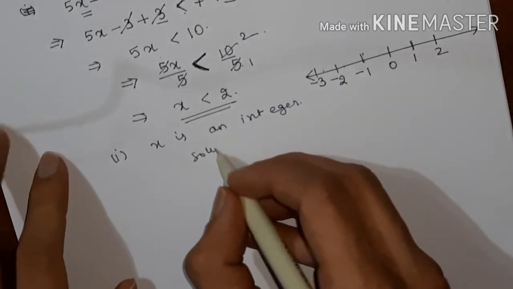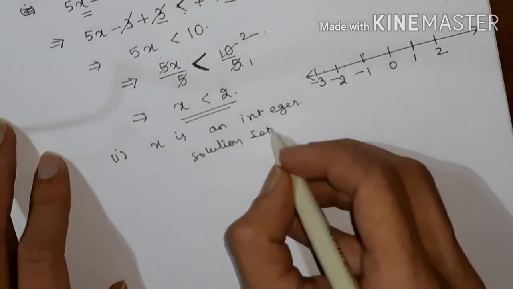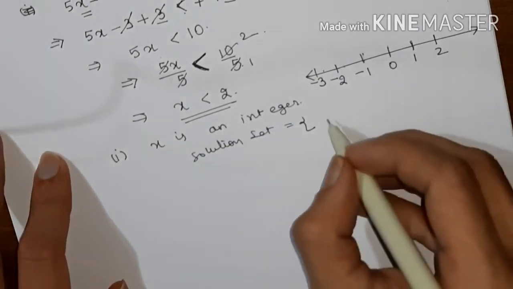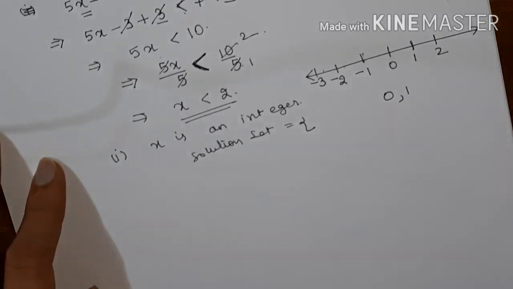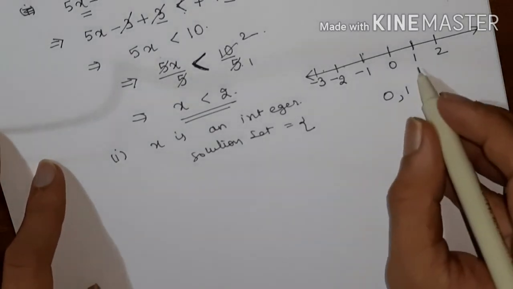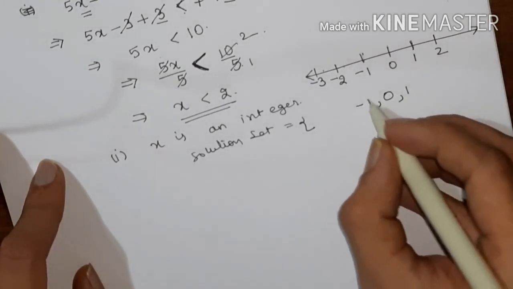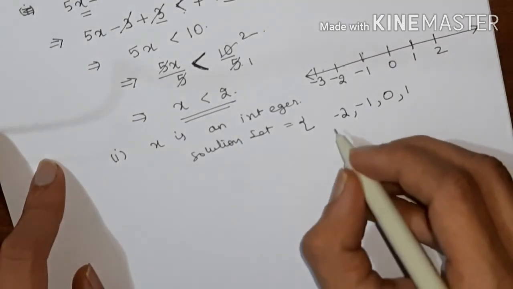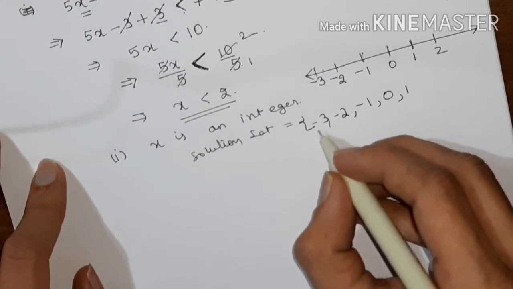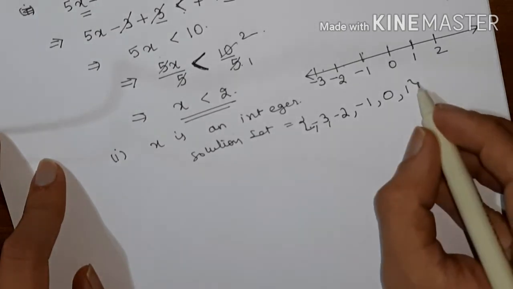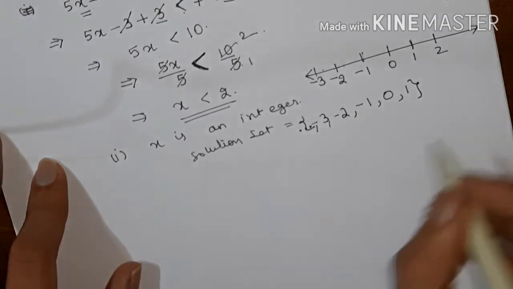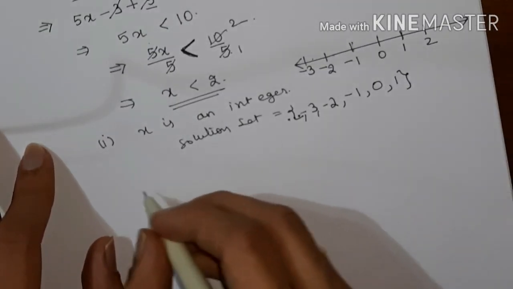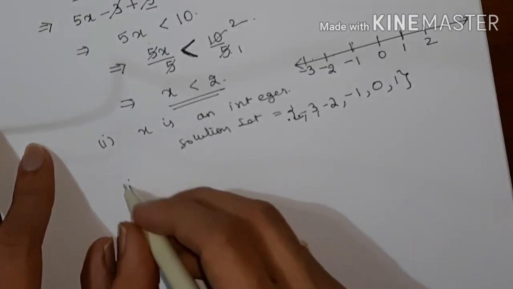So the solution set will be what? It will be equal to 1, then 0, then minus 1, then minus 2, then minus 3, and so on. So dot dot dot you have to put here. So this is the solution set for the first sub question.